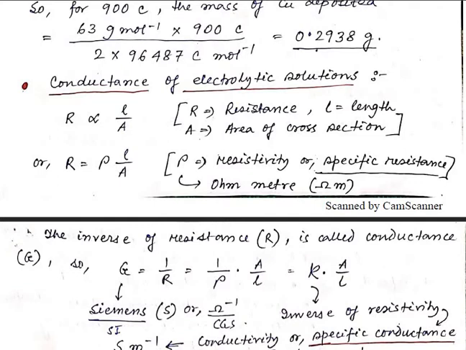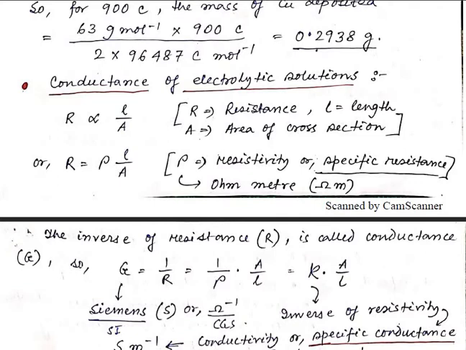So we know the unit of the resistance, that is our ohm, and we also know the unit of L, that is length, so obviously that is centimeter or meter, and the area of the cross section, that is A, that is actually centimeter square or meter square. So when I am writing that R is equal to rho into L by A, the rho is the resistivity or specific resistance, which is actually the proportionality constant for this particular relation.